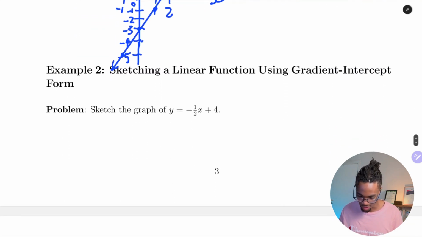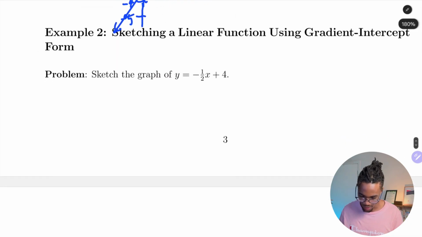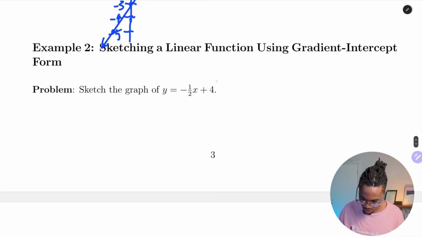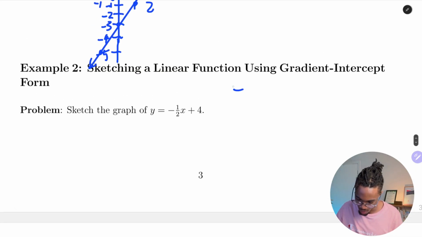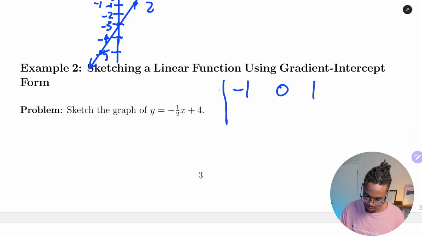Let's do another one. Let's have this graph. So again, step 1, draw a table of values. Minus 1, 0, 1, x, y.